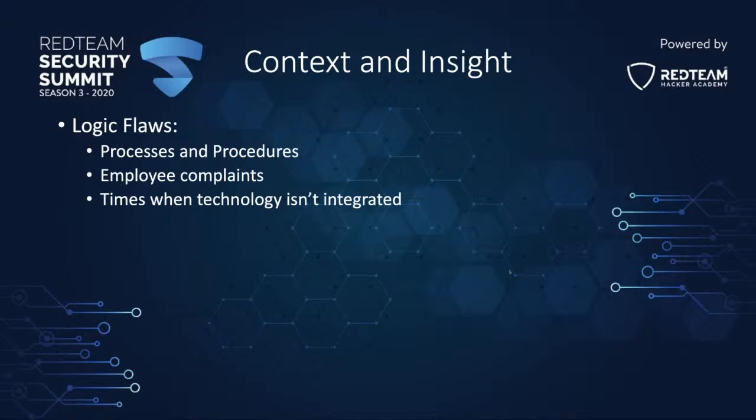You can get a lot of stuff with it, employee complaints, especially on things like Glassdoor or LinkedIn. But then if they don't have good privacy controls on their Facebook or other social media accounts, some people may go home and vent, and you might be able to learn about problems that way. Oftentimes, you can also find logic flaws when technology isn't necessarily integrated, and oftentimes that can actually be enumerated using DNS.